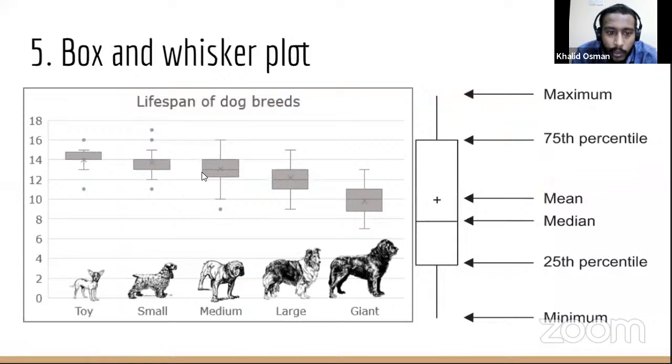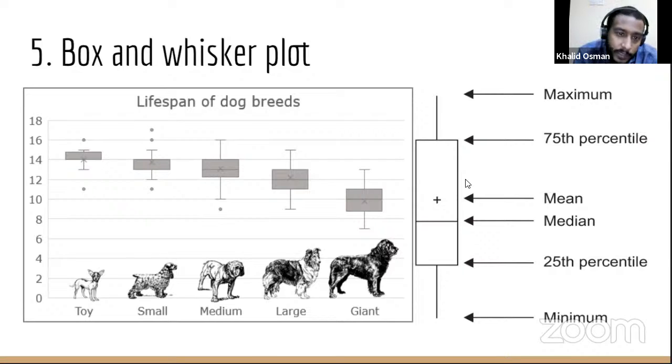The line below the box here is from 0 to the 25th percentile, and from above here is from the 75th to the 100th percentile. As you can see here, this is the maximum, this is the 75th percentile from here going upwards. This is the median, the line here, and this is the mean. And this is the 25th percentile, and this is the minimum.